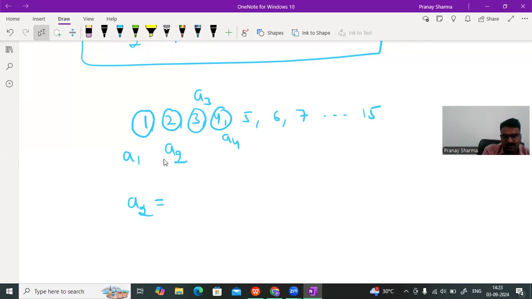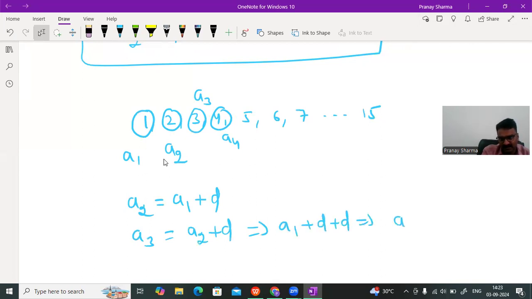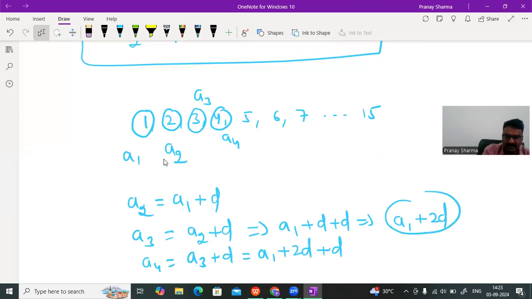So A2 is what? A1 plus D, right? Likewise, A3 is what? A2 plus D, which is nothing but A2 is what? A1 plus D. So that means A1 plus D plus D, that is nothing but A1 plus 2D, right? A4 is what? A3 plus D, which is nothing but A1 plus 2D plus D. From here, I have derived this, right? This is nothing but A1 plus 3D. I hope this is clear, right?